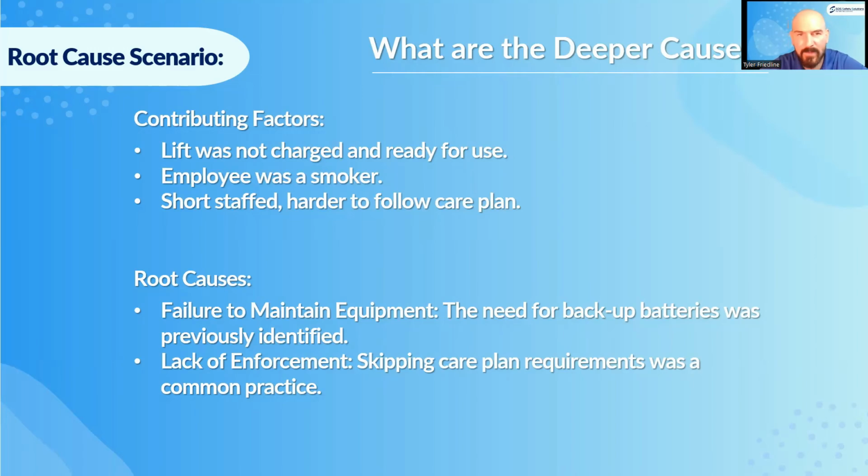And another contributing factor is they were short staffed, so it's harder to get help from a coworker to properly follow the care plan. The root causes in this case were failure to maintain equipment, right? There was a need for backup batteries. Perhaps it was previously identified. That happens a lot. An incident occurs, we say we're going to do XYZ, we do not do XYZ, and then the same incident happens in the future. It's also a lack of enforcement issue, right? So skipping care plans perhaps was a common practice at this assisted living facility.